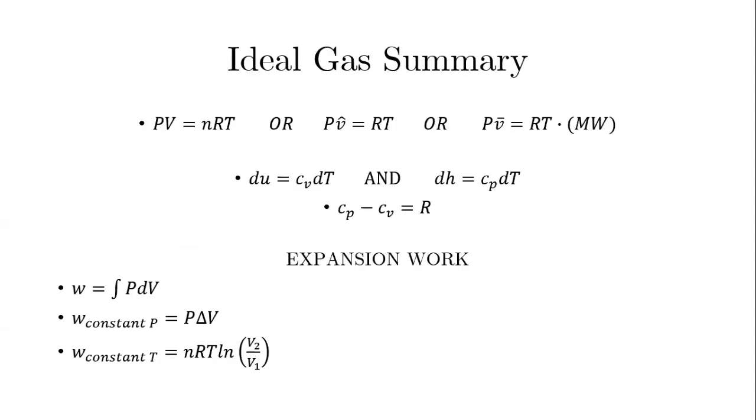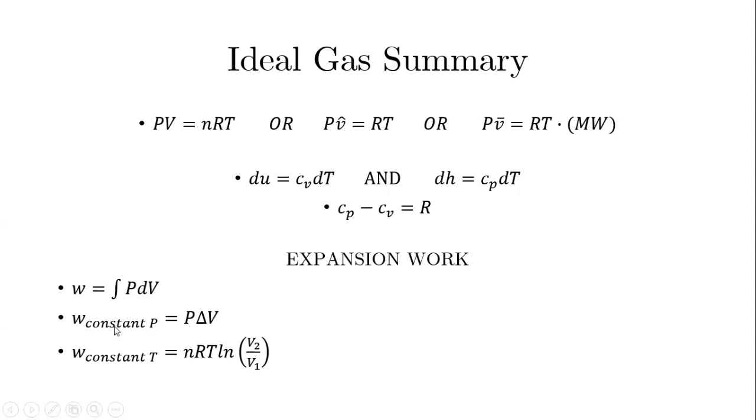Okay. So let's summarize for an ideal gas. I know that PV is equal to nRT, which we're not going to use much, but we are going to use PV-hat equal to RT, or PV-bar equal to RT times the molecular weight. We know that dU is CV dT. We know that dH is CP dT. We do know that CP and CV are related this way. For work, which I did not specifically show you here, you do know that work is the integral of P dV. If I hold P constant, I can just take it out of the integral and it becomes P delta V.